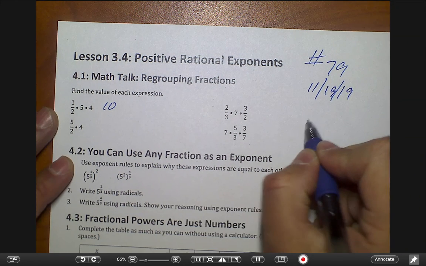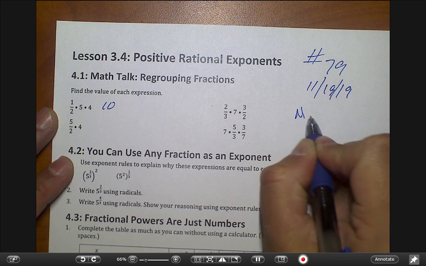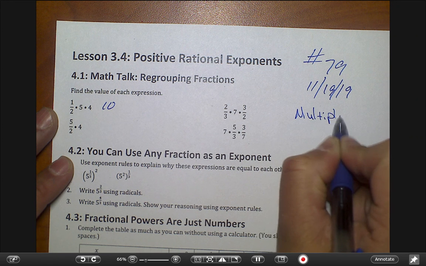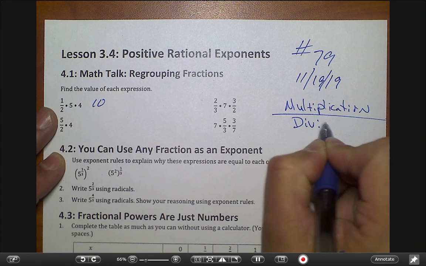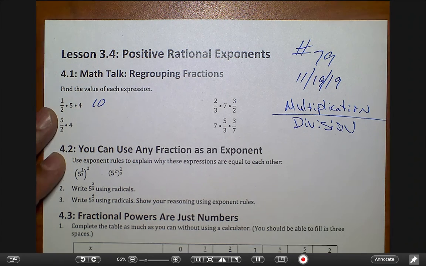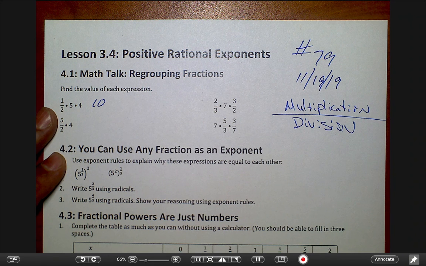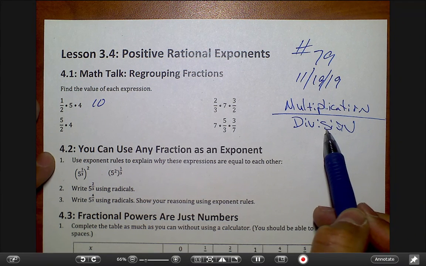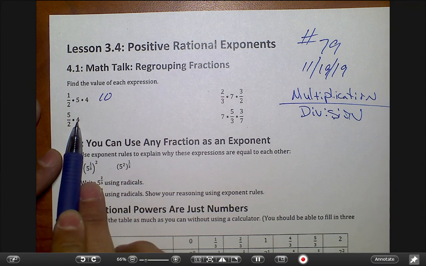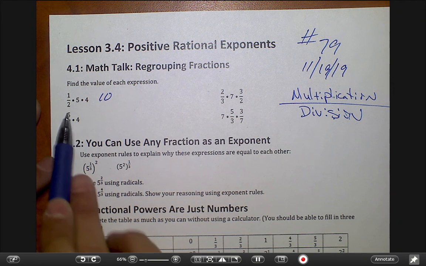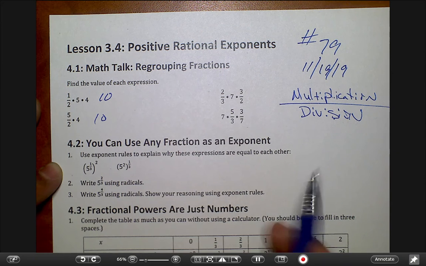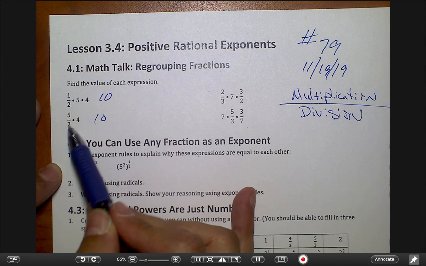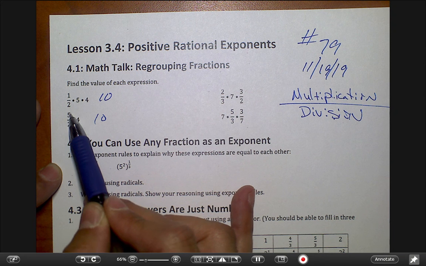So whenever I'm multiplying by a fraction, the top is a multiplication, and the bottom is division. So whenever I'm doing a multiplication, the top is a multiplication, the bottom is division. So watch this. We could do the top, which is 5 times 4 is 20, divided by 2, 10. Or I could have done it the other way, division first. So 4 divided by 2 times 5, 10.